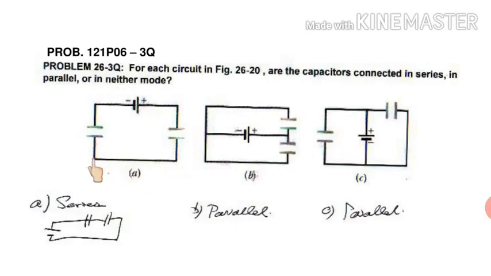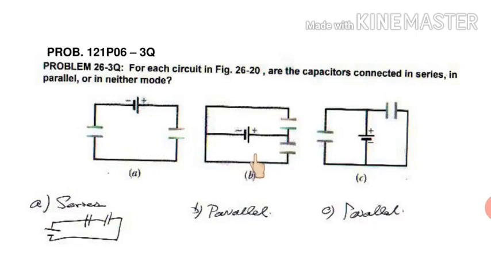Okay, in first circuit diagram, we can easily see that this capacitor and this capacitor, they have which type of combination? They have series combination. Actually, if we talk about the potential across these two capacitors, it is easily visible that they will have different potentials. So they have series combination. And if we draw these capacitors here, it will be easily visible that they have series combination.